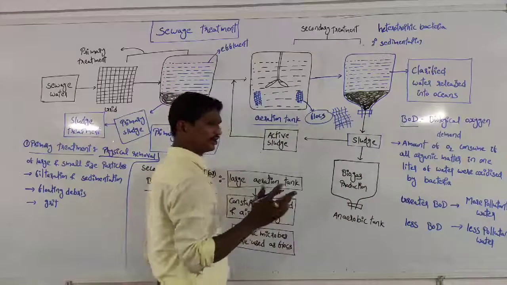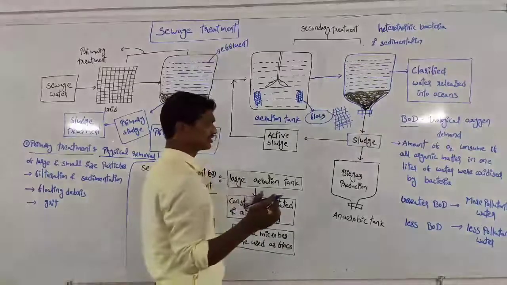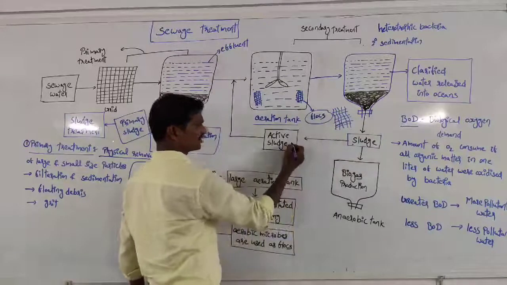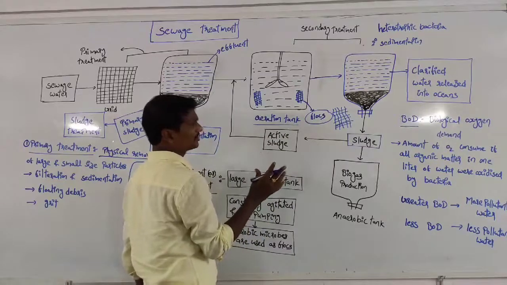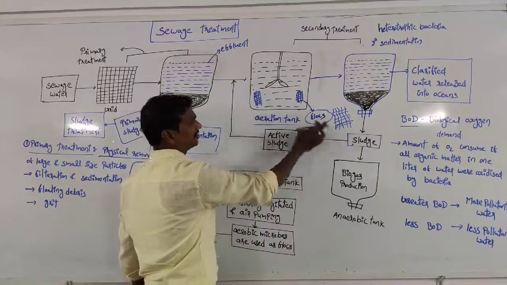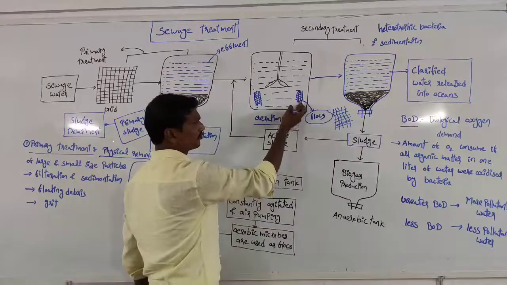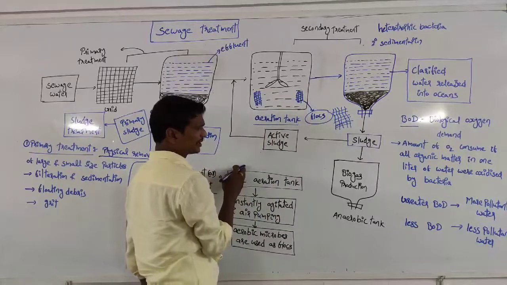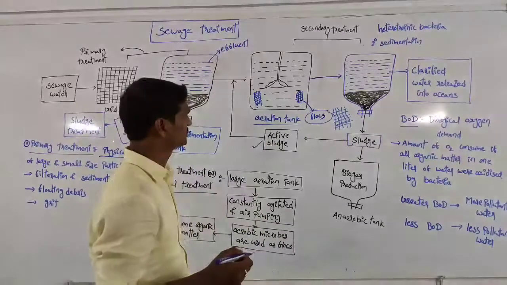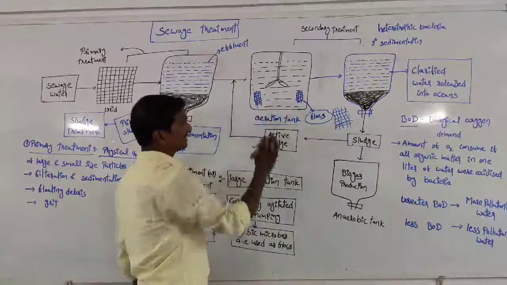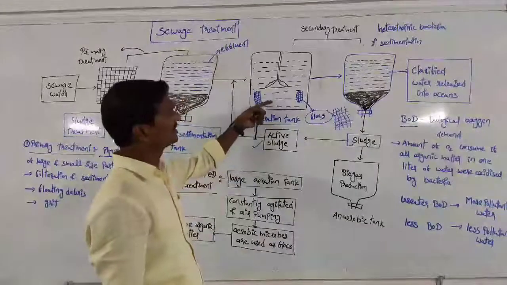That sludge is used for two purposes. A part of the sludge is again pumped into the aeration tank, because the sludge contains these flocs and microbes. That is called active sludge. That active sludge is pumped into the aeration tank. Again, these cells divide and the organic content is utilized.